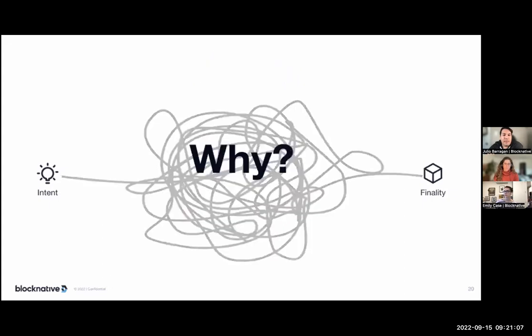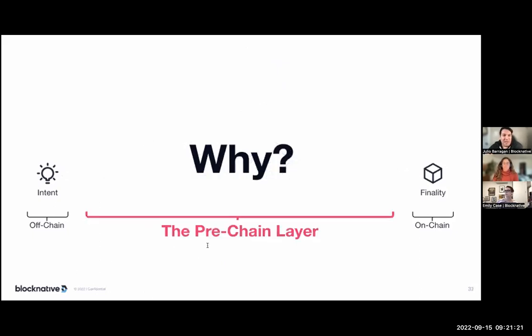Now, why is that? Where did these risks come from? Well, spoiler alert, we are in a Mempool masterclass, so take that what you want. So we've heard of off-chain and we've heard of on-chain. But what about the area between the two? That's what we at Blocknative like to call the pre-chain layer.